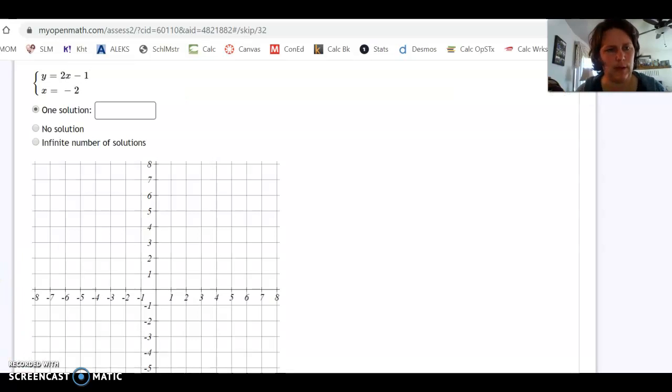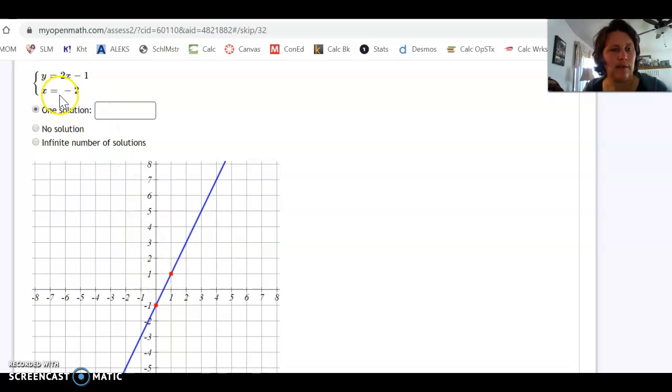Okay, and we are back again, and I finally got it to load. So this is question number 32. We're going to practice this. So we have y equals 2x minus 1. So to graph that, we're going to start at negative 1, and our slope is 2 over 1. So I'm going to go up 2 over 1. Okay, because both of them are positive. So up is a positive motion, and to the right is positive.